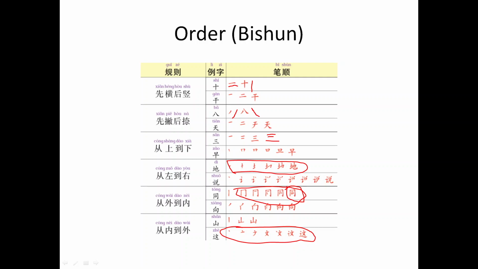We first write the left vertical stroke, then the right 横折钩. Then we write the inner parts. For the inner parts, we write the top first, then the bottom.